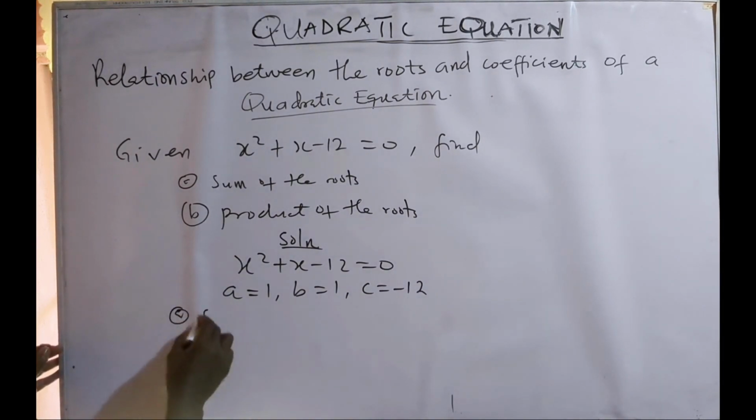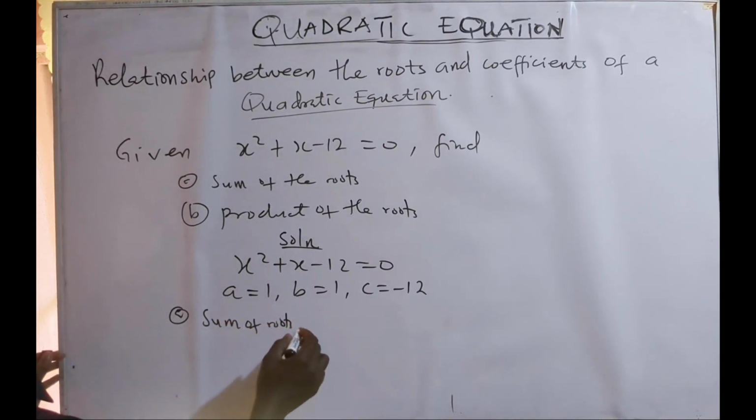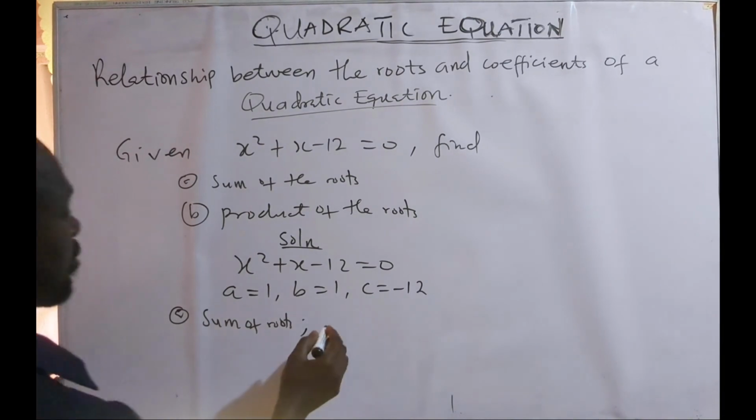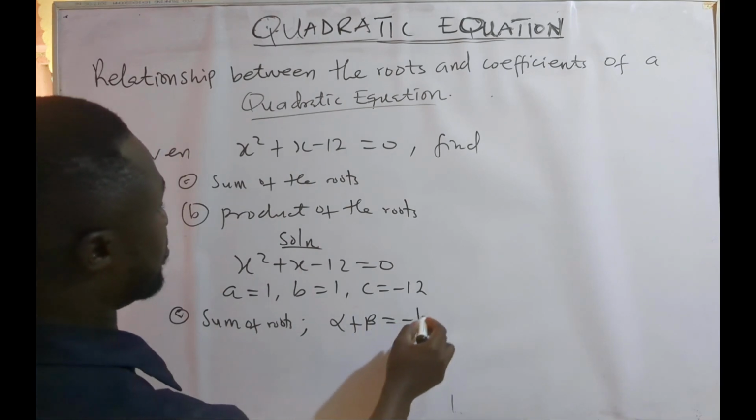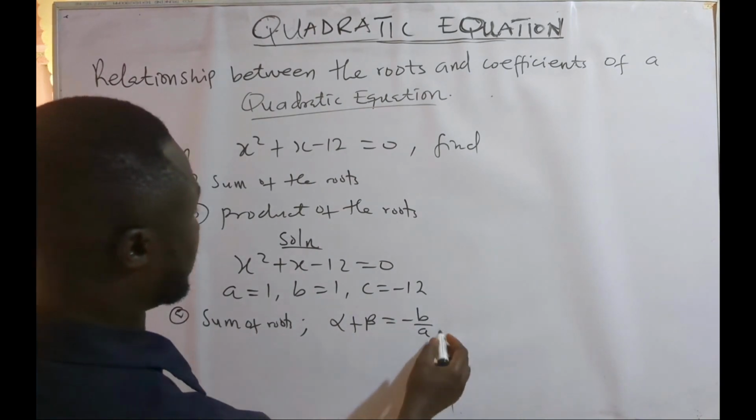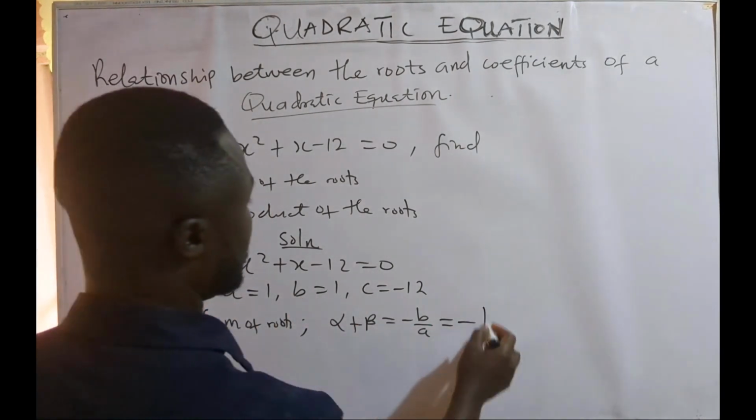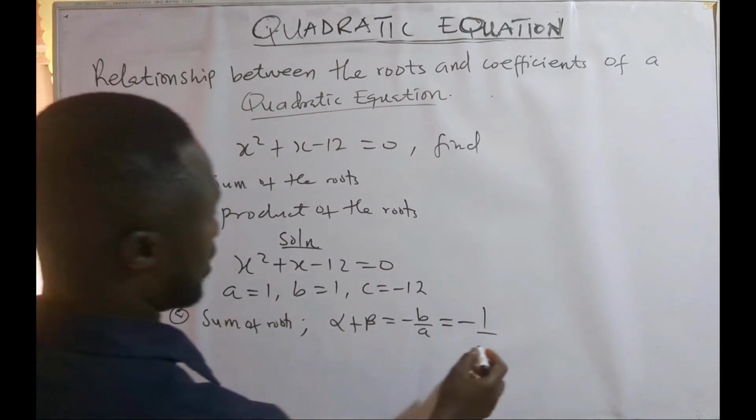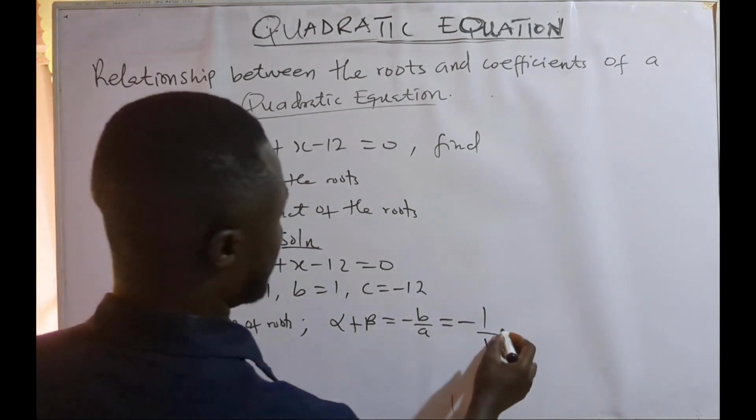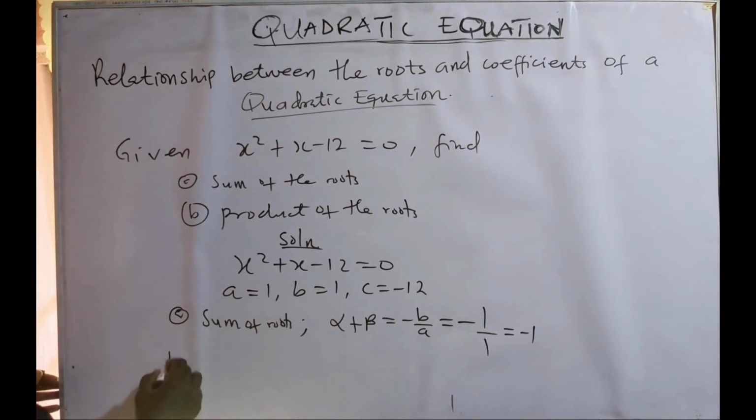Then what is the sum of the roots? The sum of roots of a quadratic equation, alpha plus beta, is given as minus b on a. What is my b? 1. And what is my a? 1. So minus b on a, minus 1 on 1, will give me negative 1.